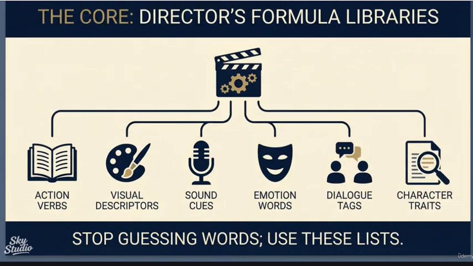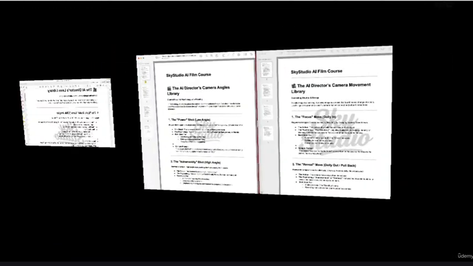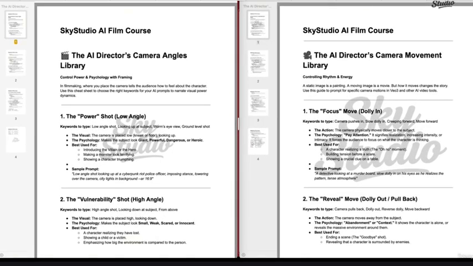Next, the core of the course. I have broken down the director's formula into 6 specific libraries. Stop guessing words. Use these lists. Lens library. Do you want a 16mm wide shot or an 85mm portrait? This PDF shows you the difference. Camera angles and camera movement, from Dutch angles to dolly zooms. These 2 guides give you the exact keywords to control the camera in VO3.